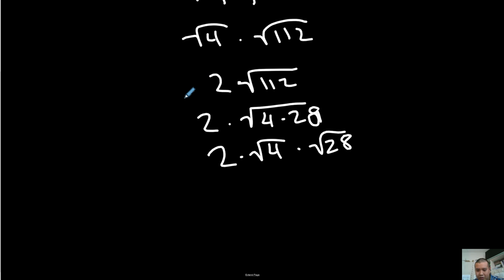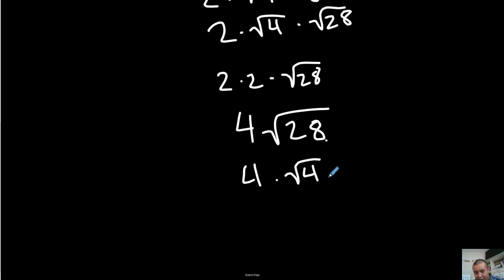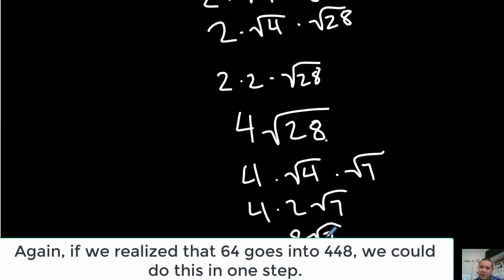which then gets us to 2 times 2 times the square root of 28. That gets us to 4 times the square root of 28, but we realize that 4 goes again into 28, so we get 4 times, I'm just going to skip a step here, square root of 4 times the square root of 7, which gets us 2 right here, which makes it 4 times 2 times the square root of 7, which gets us our final answer of 8 times the square root of 7. That's our final answer because the square root of 7, 7 has no perfect squares that go into it.